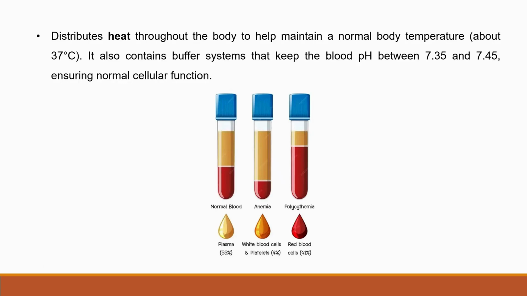Here we can see that the normal blood temperature is 37 degrees Celsius and the blood pH is 7.4 plus or minus a small variation. So you need to remember that the pH of the blood is 7.4.